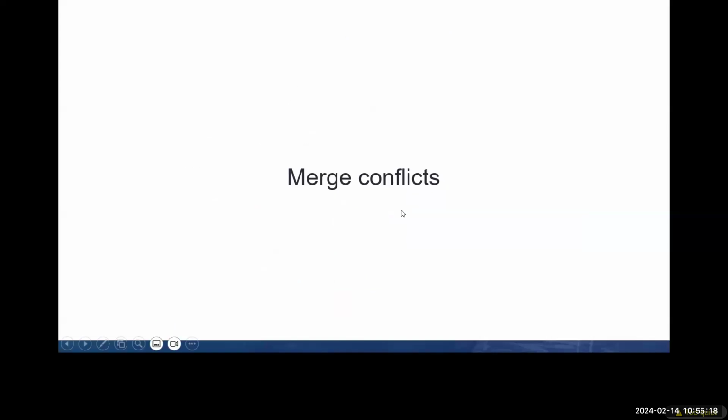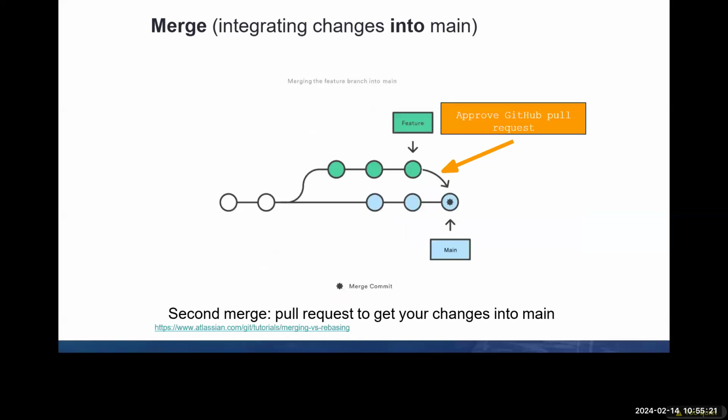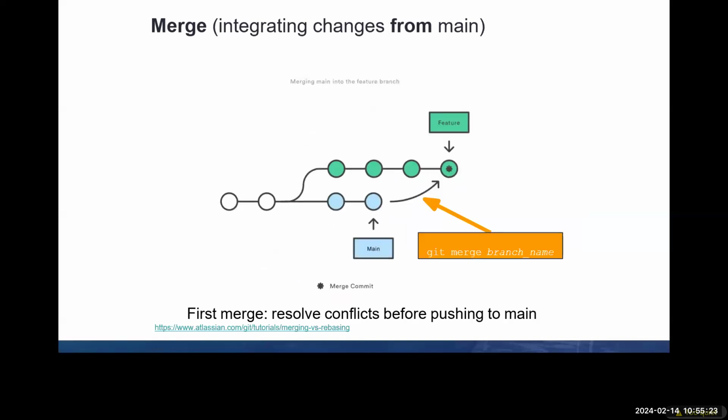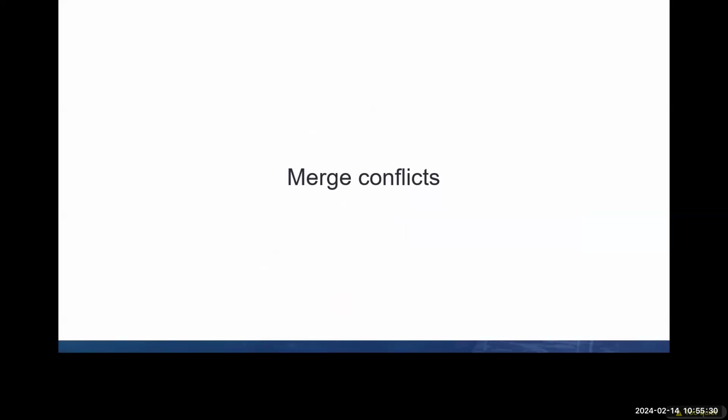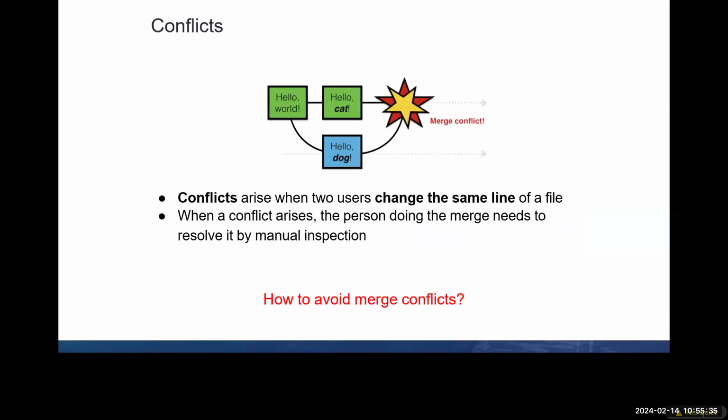Now, we said that we can merge when everything is fine, when it is possible, meaning we don't have any problem and everything is working well. Now, at some point, we can have problems or conflicts. What should these conflicts be? Conflicts arise when two users change the same line of a file. When a conflict arises, the person doing the merge needs to resolve it by manual inspection.